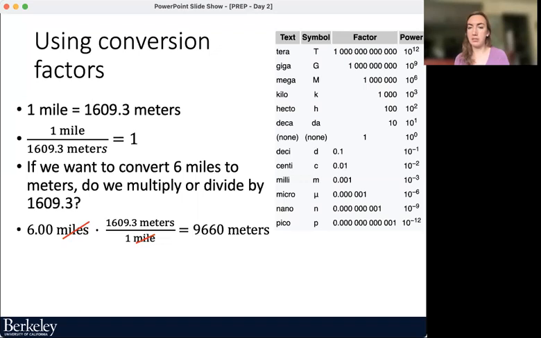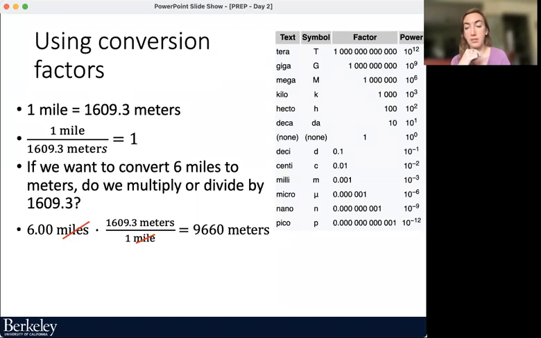I'm going to give you some practice with unit conversions in the next slide. So if you have questions, ask them now, or you can just wait until you're in your breakout rooms and you're practicing. Does anyone have any questions?